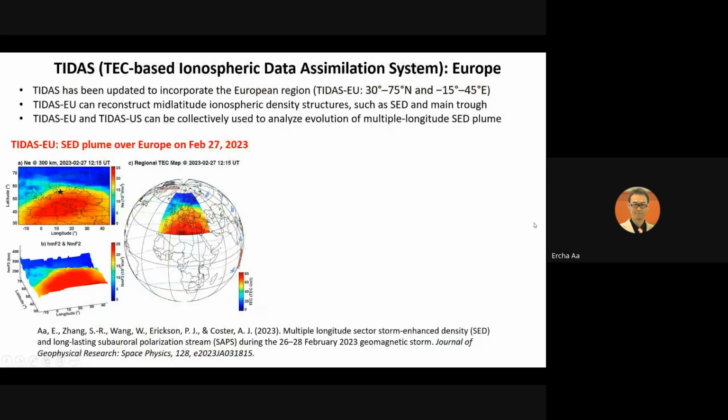And after that, we did an upgrade. So TIDAS has been updated to incorporate the European region, because over the European region, we also have dense ground-based GPS receivers, around 900 receivers. And that's one reason. Another reason is that the SED plume is a multiple-longitude feature. Although we usually see it over the North American sector, it can actually occur over the European region and also over the Asian sectors.